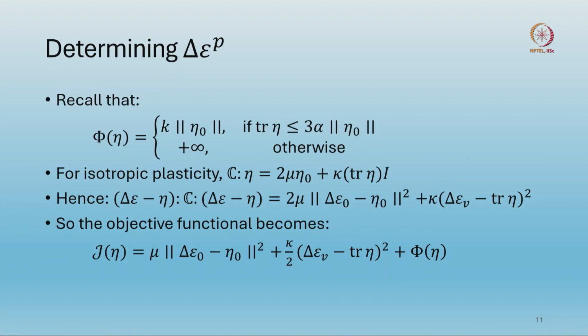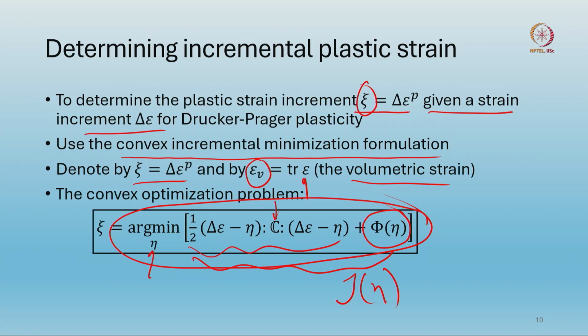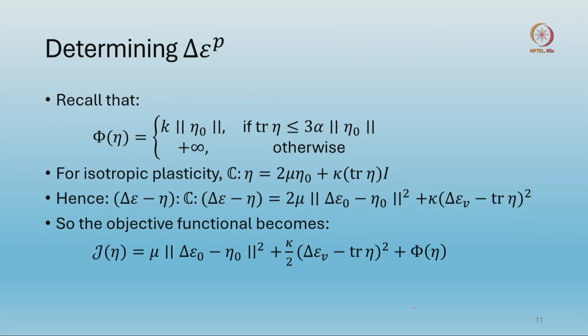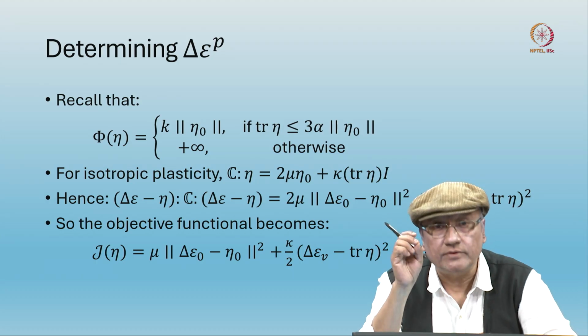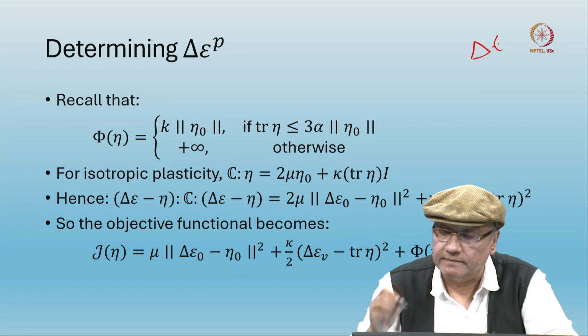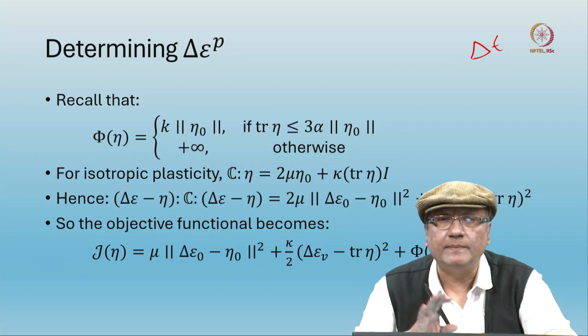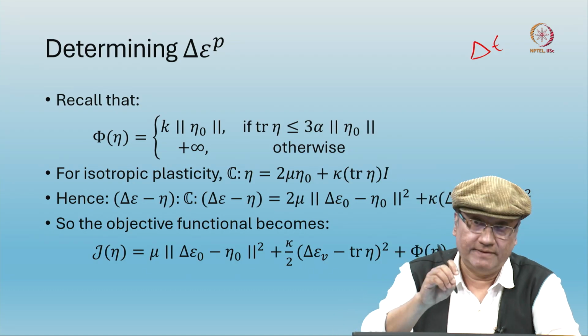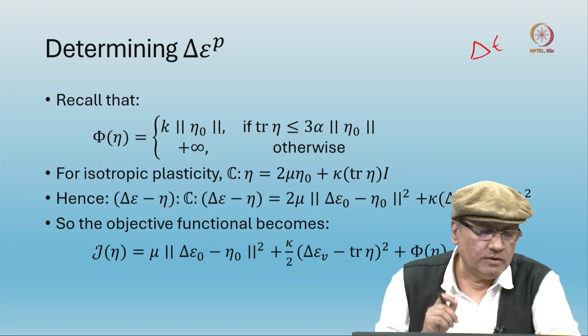In today's lecture, therefore, we start with how to do that minimization. So recall from the last lecture that we had this functional j. We already wrote this functional j, but we will repeat it here, so don't worry about it. Now our objective is to determine the plastic strain increment given the strain increment delta epsilon, that you have somehow found, or you may have applied that particular strain.